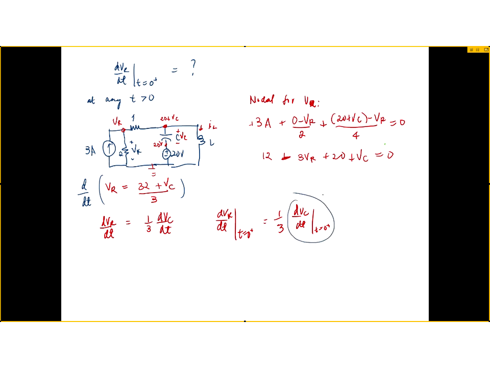Right? And if we still don't, we can find it, right? What is dVC/dt at t equals 0 plus? It's I sub C at 0 plus divided by C, which you actually already know from earlier. What was it? It was 2, because it's 1 divided by 0.5, right? 1 is the current in the capacitor. So this was 2 volts per second. So our dVR/dt at t equals 0 plus is 2/3 volts per second.